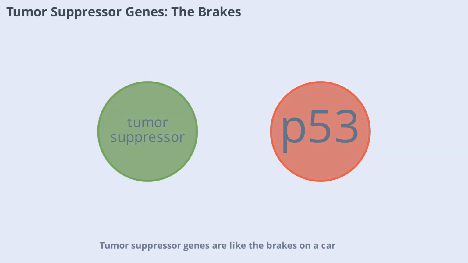Tumor suppressor genes are like the brakes on a car. They keep cell growth in check and repair DNA damage. When these genes are mutated or lost, the brakes fail and cells can grow out of control. One of the most famous tumor suppressor genes is p53, often called the guardian of the genome. Mutations in p53 are found in many types of cancer, highlighting just how important these genes are for preventing disease.